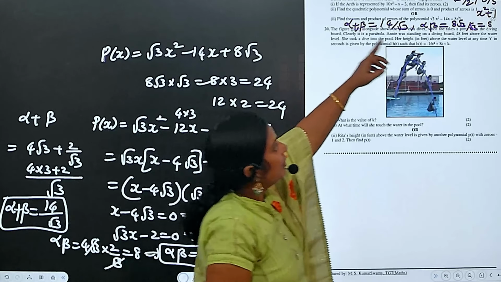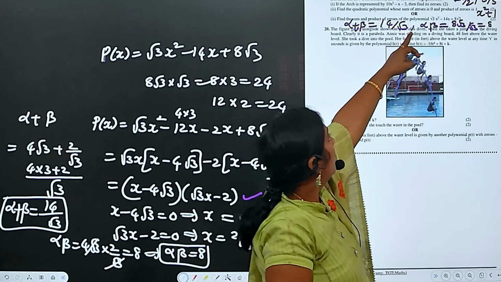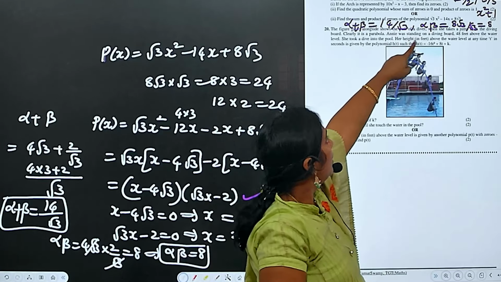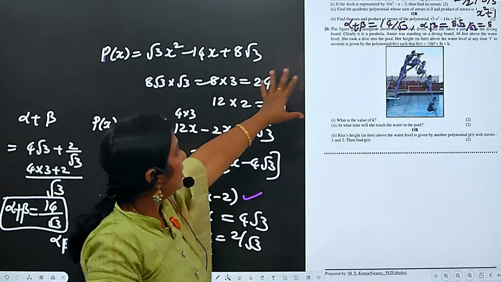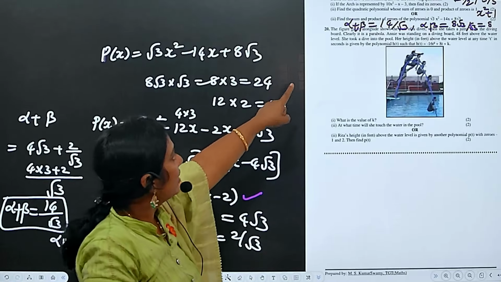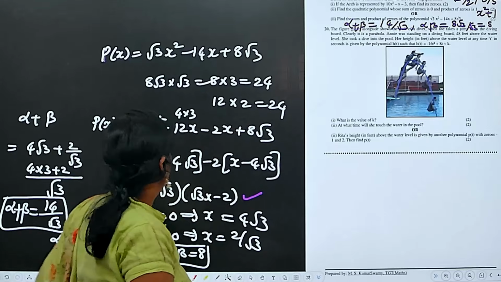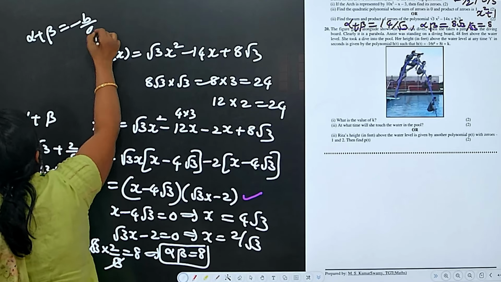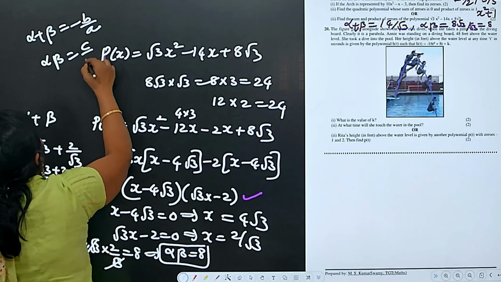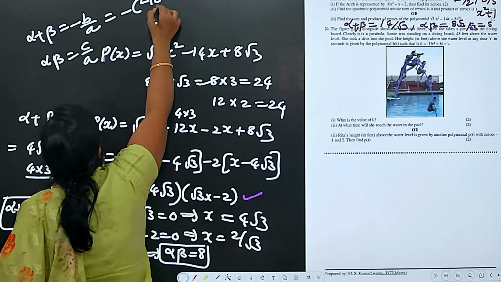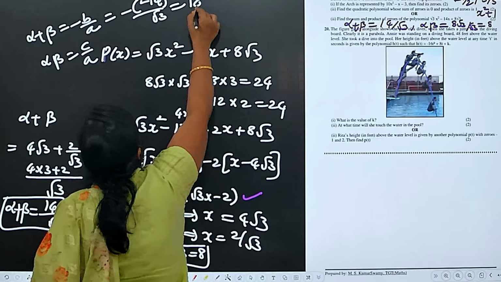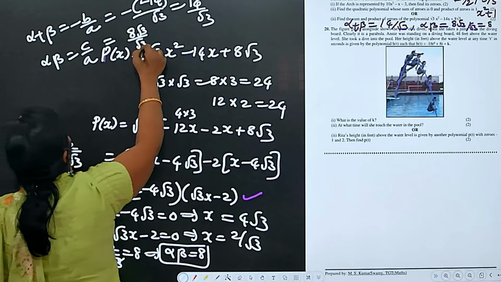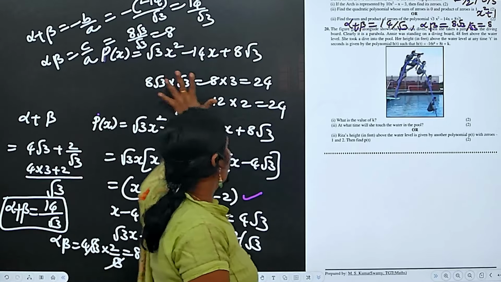ఫ్రమ్ దిస్ c by a, minus b by a. minus b is minus of minus 14, a is root 3, 14 by root 3 అది. అక్కడ ఇదంతా అవసరం లేదు. దే ఆర్ ఆస్కింగ్ ఫైండ్ ద సమ్ అండ్ ప్రోడక్ట్ ఆఫ్ జీరోస్ అన్నప్పుడు మీరు డైరెక్ట్‌గా ఏం తీసుకోవచ్చు? ఆల్ఫా ప్లస్ బీటా ఈక్వల్ టు మైనస్ బి బై ఏ, ఆల్ఫా బీటా ఈక్వల్ టు సి బై ఏ. ఇట్ ఈస్ మైనస్ ఆఫ్ minus 14 by root 3, 14 by root 3. c by a is 8 root 3 by root 3, 8. డైరెక్ట్ అది తీసుకోవచ్చు, ఇదంతా అవసరం ఏం లేదు.